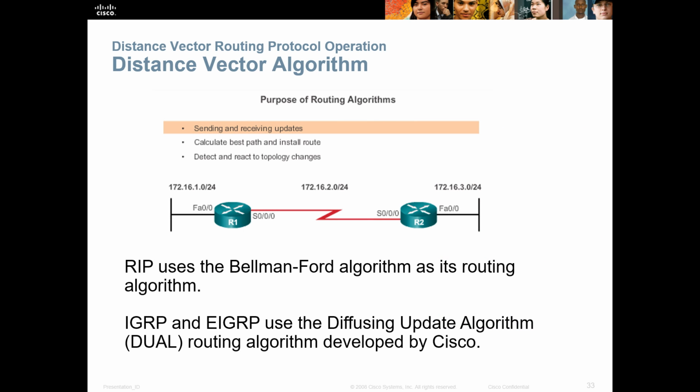The distance vector algorithm uses something called the Diffusing Update Algorithm, or DUAL, and this is the algorithm which was developed by Cisco. The purpose of this routing algorithm is to send and receive updates, calculate the best path, install the appropriate route, and detect and react to topology changes. RIP uses the Bellman-Ford algorithm, which is slightly different from DUAL.